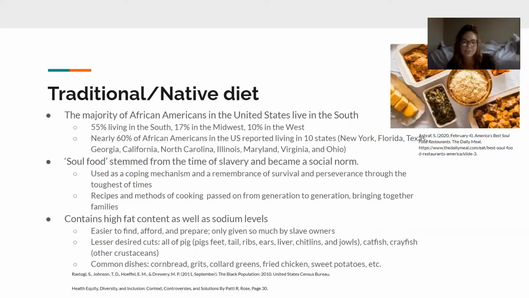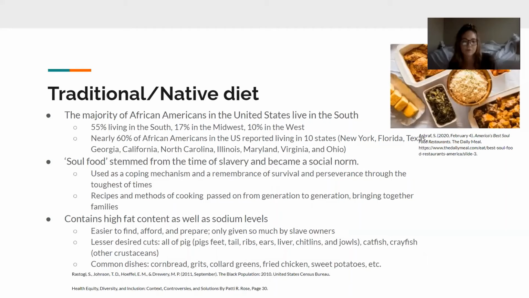But now it's used as more of a coping mechanism and a remembrance of survival and perseverance through the toughest of times, slavery, oppression, and now the ongoing racism that African Americans are experiencing on a daily basis. Recipes and methods of cooking passed on from generation to generation really bring families together at dinners, and Sunday dinners are a huge thing, or just really gatherings.